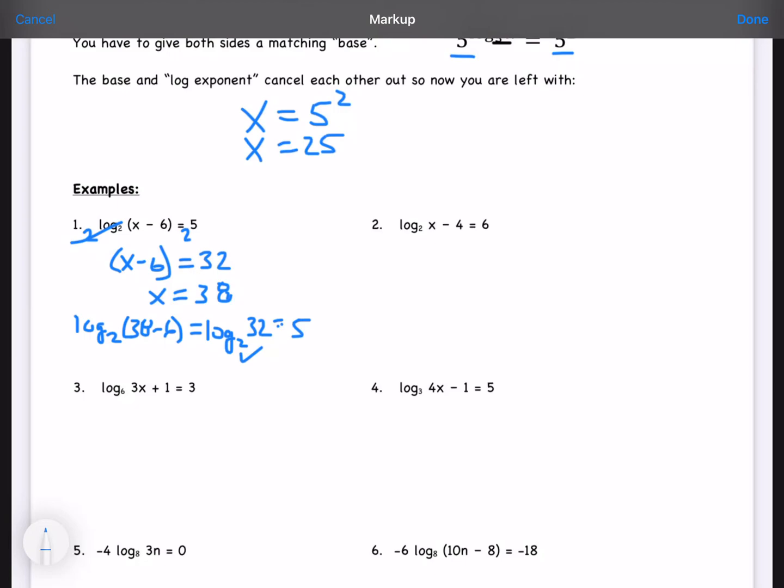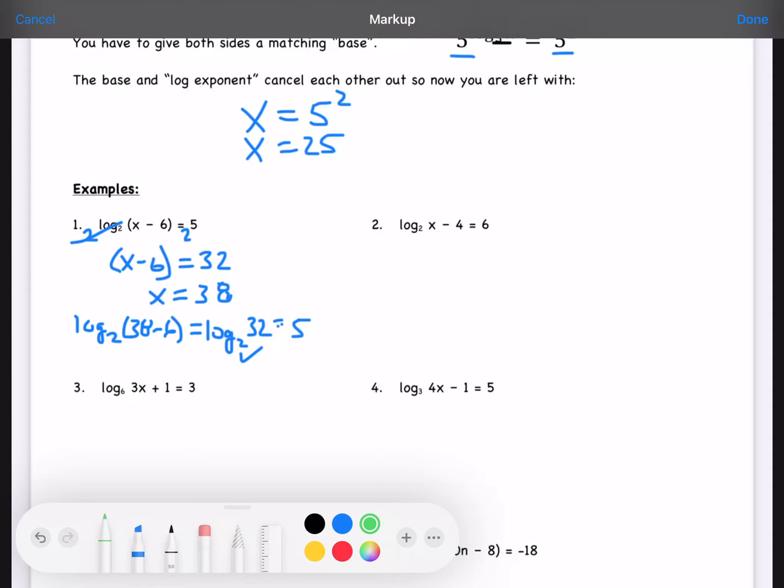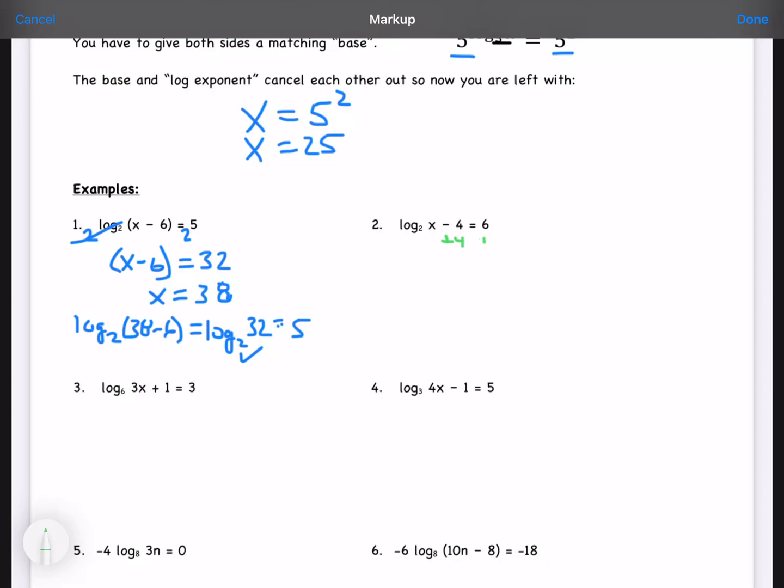So if we look at number 2, we have log base 2 of x minus 4 equals 6. The minus 4 is not in the parentheses, so we need to first add 4 to both sides. So now I have log base 2 of x equals 10. And I'm going to use a new base of 2 for both sides. So it goes away, and I have x equals 2 to the 10th power, which is 1024. So once we can get rid of the log, it makes it a lot simpler.